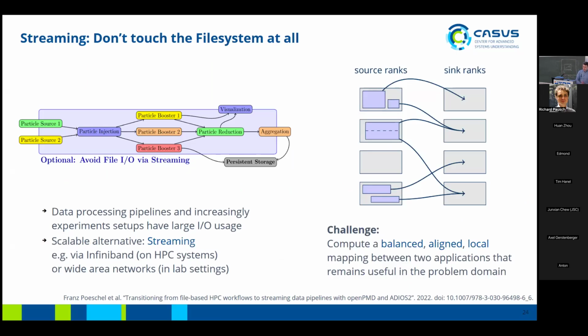So the idea is to do streaming instead. It's of course not a free lunch solution. Again, there are other challenges that come up. For example, how do I exchange data? What are the data exchange patterns? I cannot random access data any longer, but I only see the data that is currently coming.